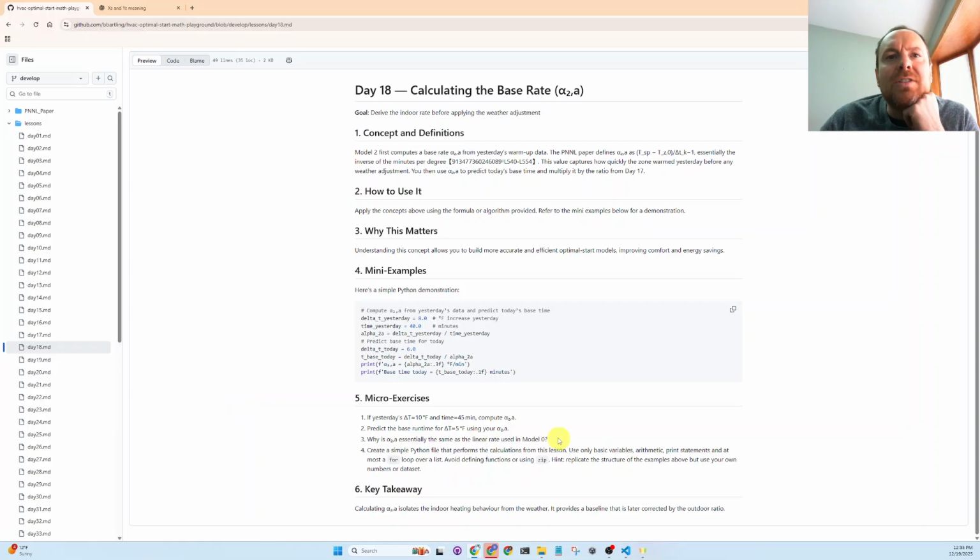But this is cool. This is why alpha A2 is essentially the same as your linear rate in model 0, which is exactly what we've been talking about. So it is essentially model 0 with a little bit of an adder for outside air temperature determined by the ratio.